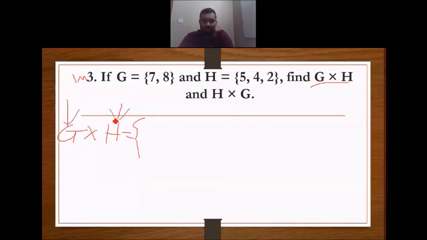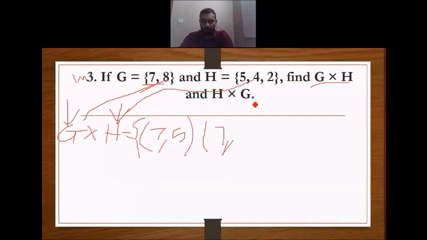So here G cross H means the first element should come from G, the second element should come from H. Okay, so I will start G cross H. The first element should come from G, so 7. The second element should come from H, so (7, 5). Next, (7, 4). Next, first element from the first set, so 7, comma, second element from the second set, (7, 2).